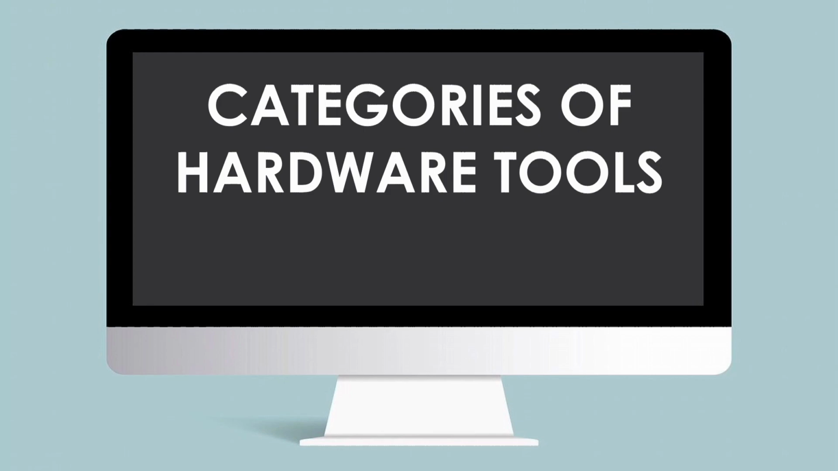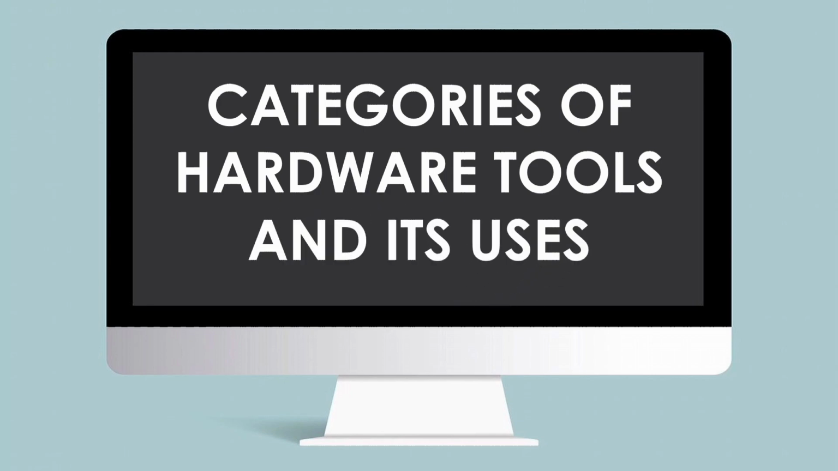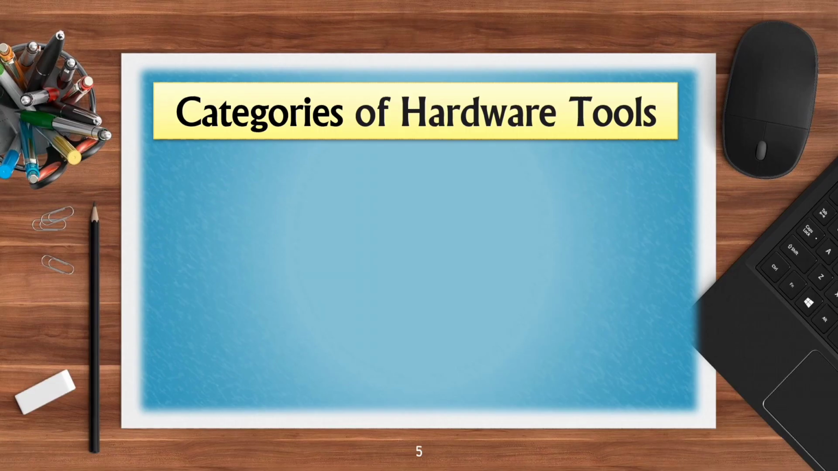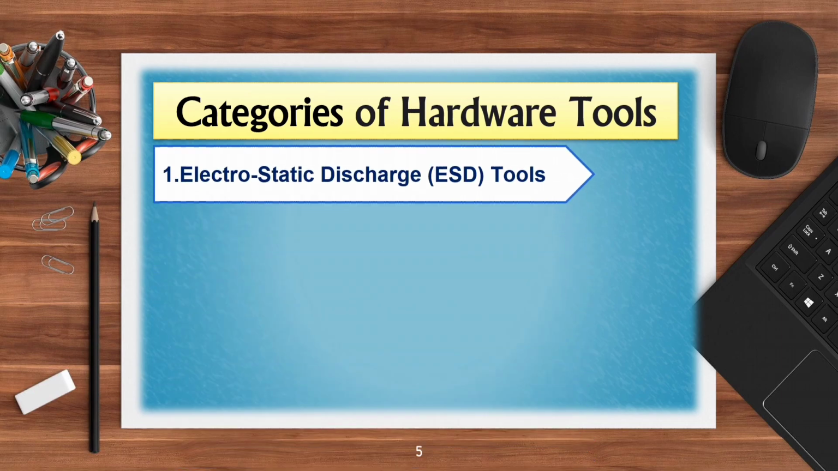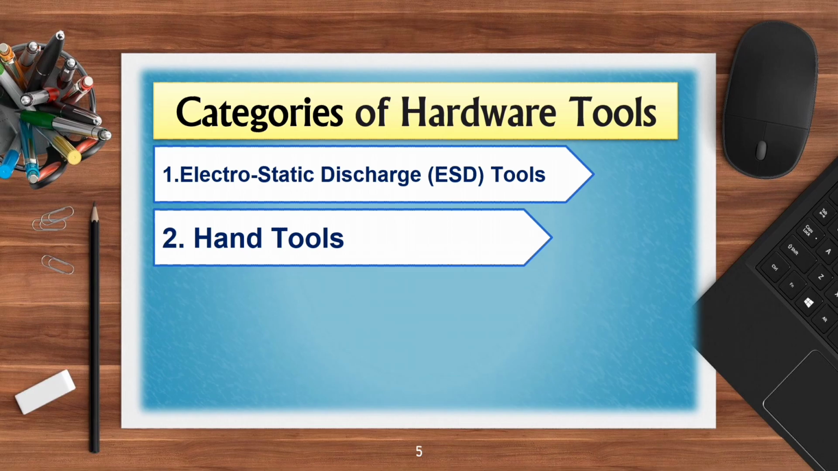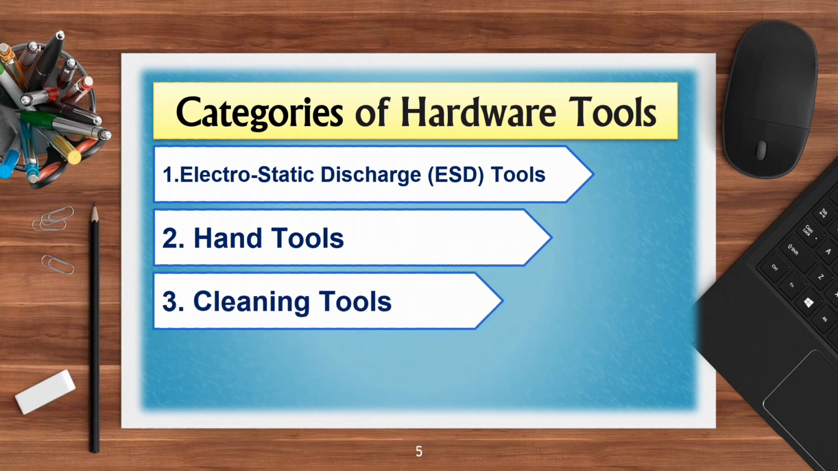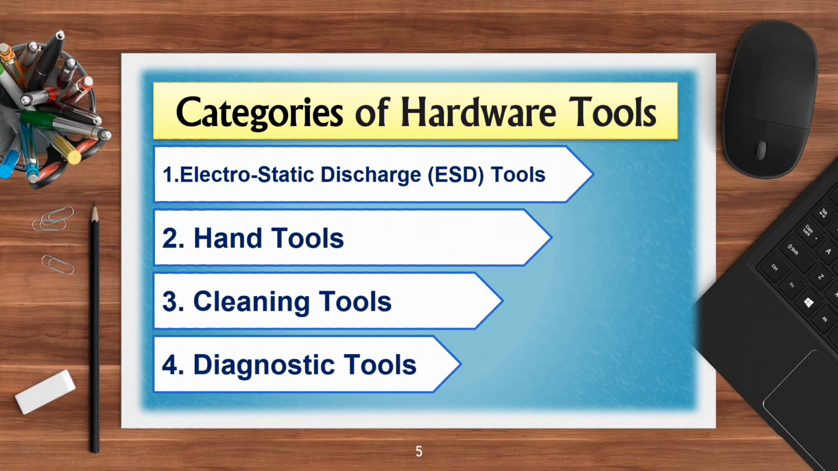Categories of hardware tools and its uses. Basically, there are 4 categories of hardware tools. 1. Electrostatic Discharge Tools. 2. Hand tools. 3. Cleaning tools. And 4. Diagnostic tools.